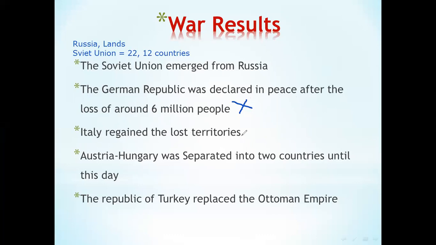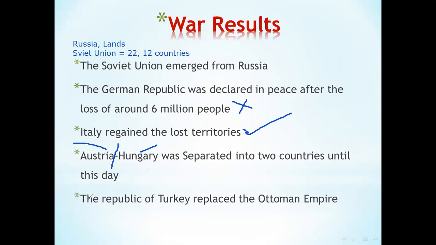Italy regained the lost territories. Italy was a small country and they took some of their lands. After the war, they took back their lands. خلاص, it's fine. Austria-Hungary, what happened? They were divided. Austria was a country, Hungary became a country.